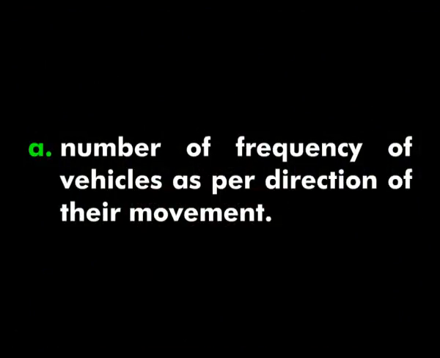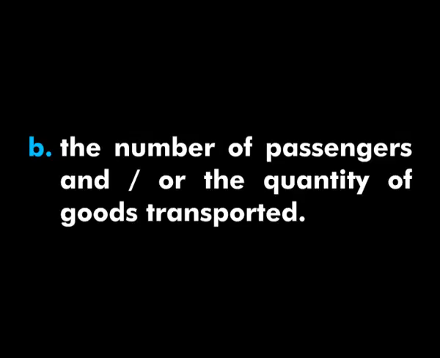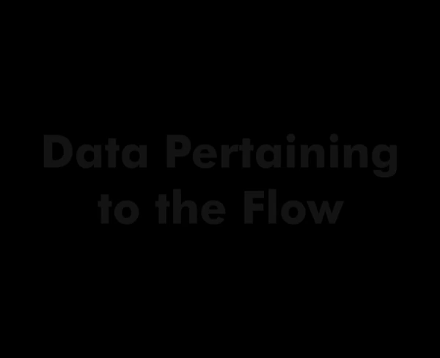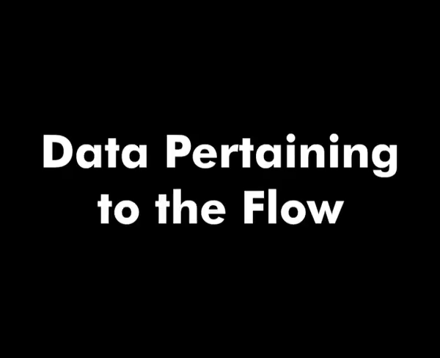Generally, these charts are prepared to represent two types of data. A. The number or frequency of vehicles as per direction of their movement. B. The number of passengers or the quantity of goods transported. The requirements for the preparation of a flow map are a route map and data pertaining to the flow. All the graphs discussed above can be plotted on plain or graph papers as well as on maps.